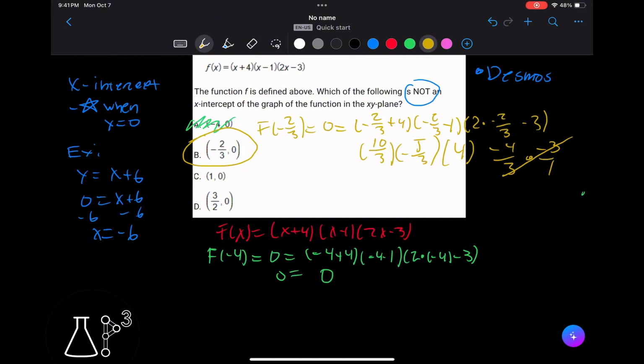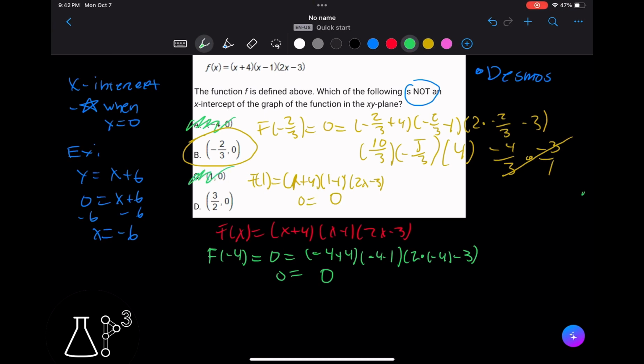So f of 1 equals x, so 1 plus 4, and then 1 minus 1, and then 2x minus 3. So look at the middle of the parentheses. 1 minus 1 equals 0. Therefore, the whole function equals 0. Because f of x equals y equals 0, so 0 equals 0. Therefore, C cannot be one of my answers either.